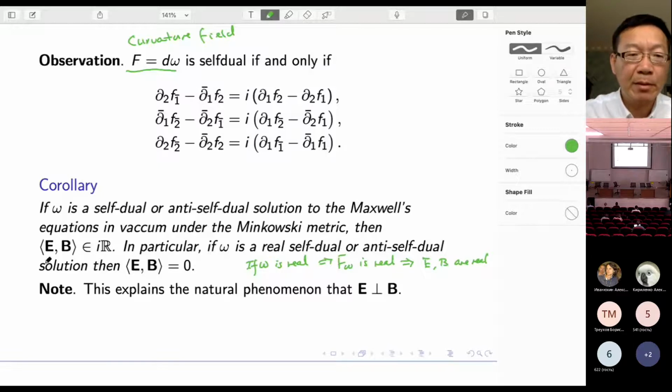But this inner product is purely imaginary or 0, so this can only happen when the inner product itself is 0. Okay, so this actually explains why in our nature, in reality, when we do observations, we notice that the electric field and magnetic field are orthogonal.